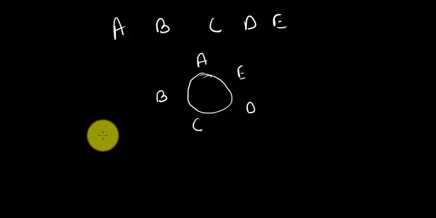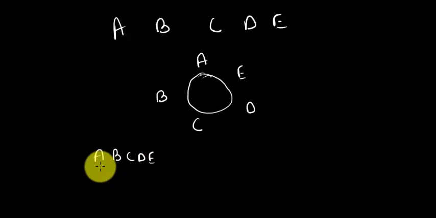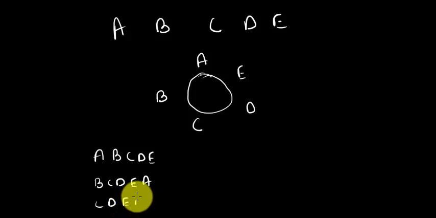So in this, you need to understand one thing, that if I arrange it in a linear way, in a straight line, then A, B, C, D, E, if they are in a straight line, not in a circle, will be different than B, C, D, E, A. And that will again be different to D, E, A, B, C. You getting me?